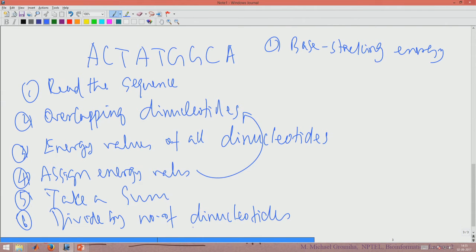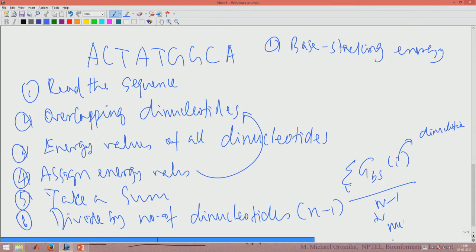How many dinucleotides are there? N minus 1. So, this will give you sigma of the average base stacking energy, so you can put G_BS of i, where i stands for the dinucleotides. Add up, then divide by this N minus 1, where N is the total number of nucleotides. So, we will get the values.